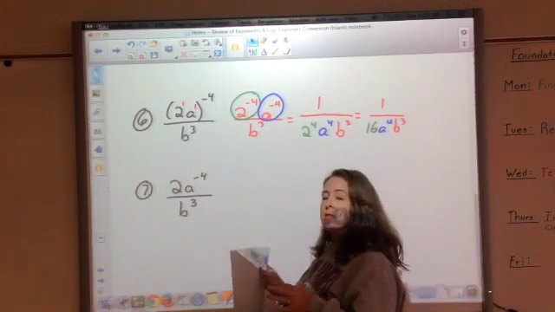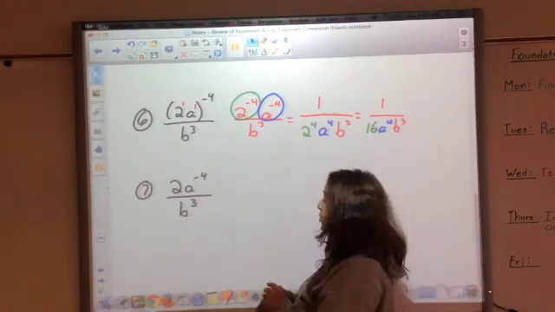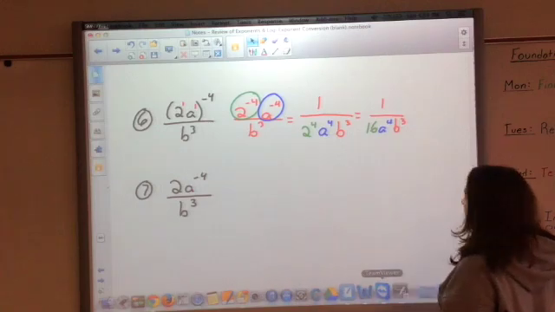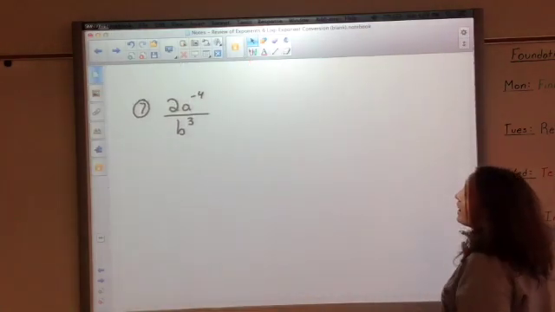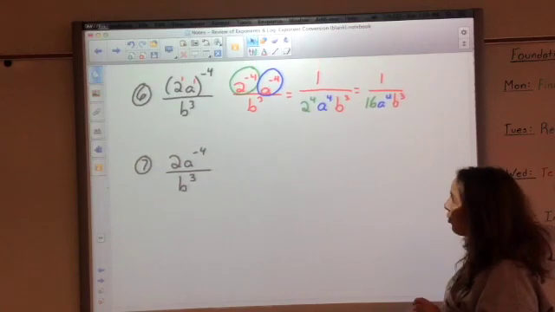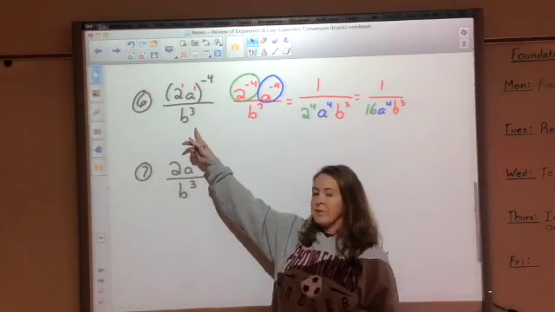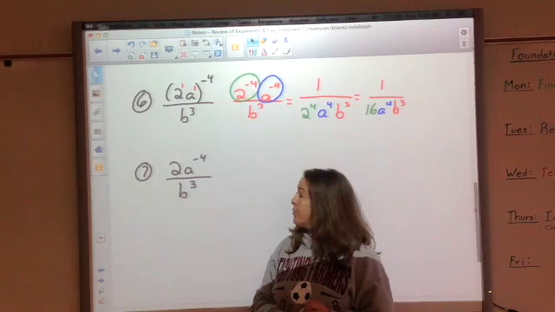together to simplify a more complicated problem. All right, so now number 7. Okay, number 7, if you notice, is almost the same as number 6, with one very important difference.